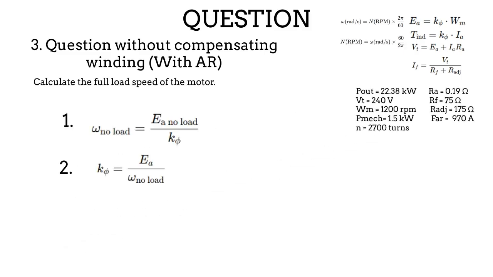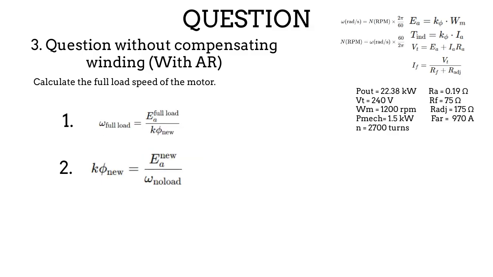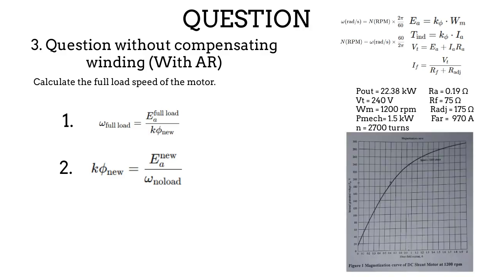To find the full load speed, we use the same formula. The calculation for EA, full load, follows the same steps as in the previous question. However, since armature reaction affects the flux, we must first calculate the new K flux before determining the speed. To calculate the new K flux, we first need to find EA new from the graph. To do this, we use the IF equation to determine the new field current, which then helps us find EA new from the graph.